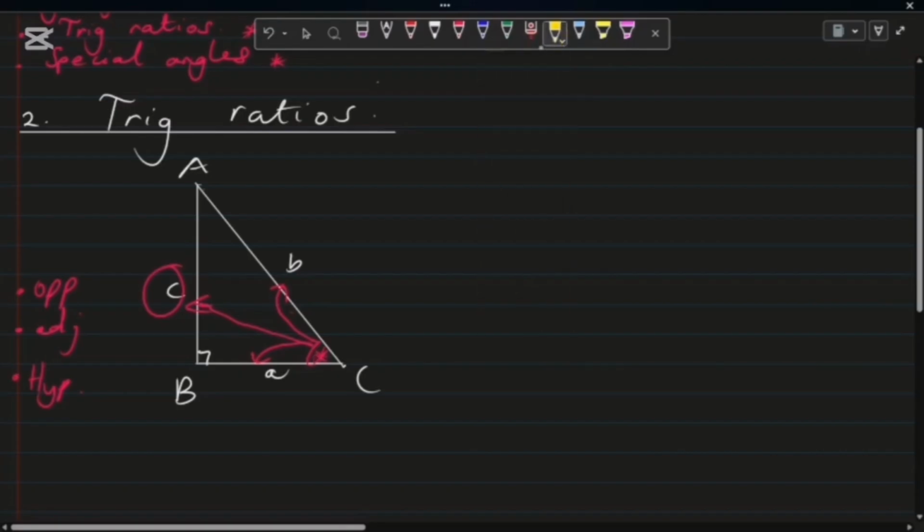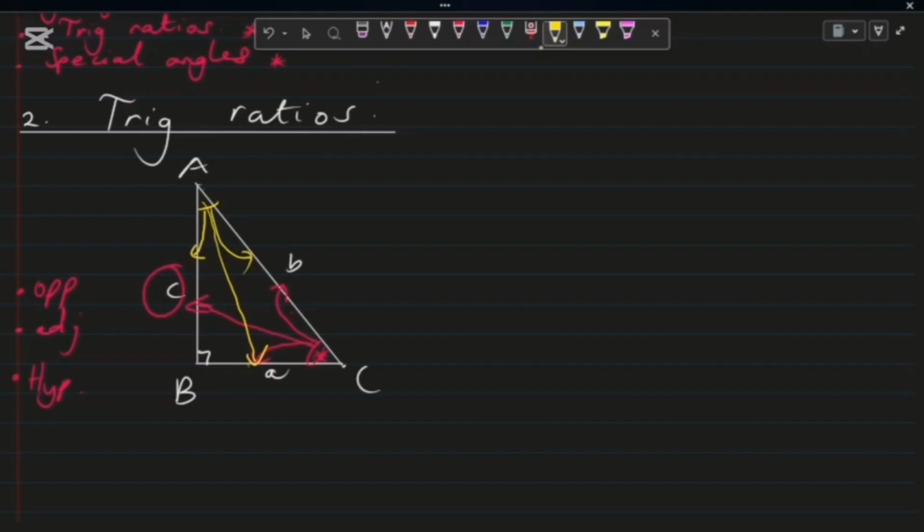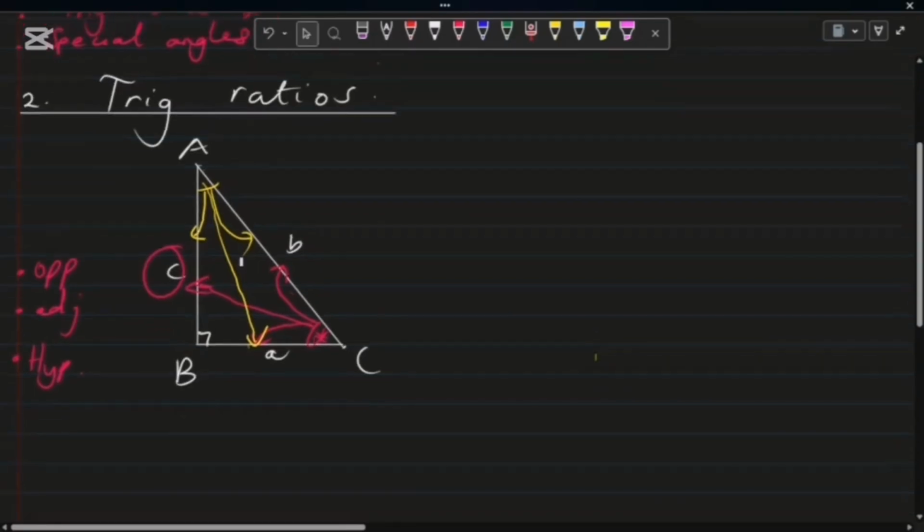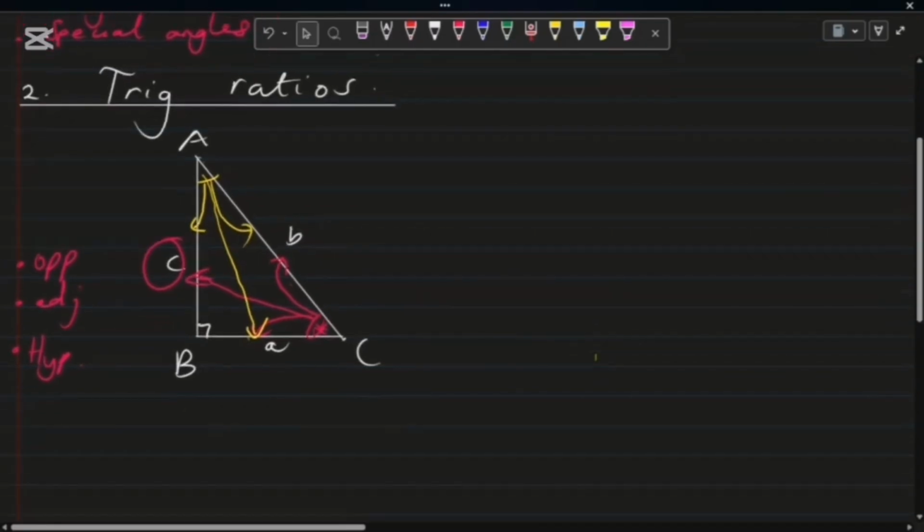I look at this diagram from the lenses or from the perspective of angle A, then I can see that from angle A, this side, side A, is the opposite side as far as angle A is concerned. And then side C, this one, is the adjacent side. And then side B is still our hypotenuse, which is the longest side. Okay, so these are very fundamental things that we will be using a lot in this section.